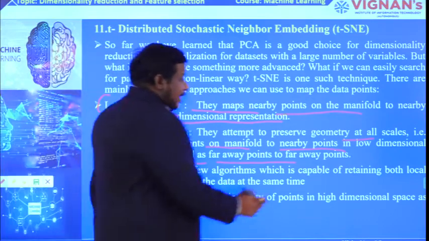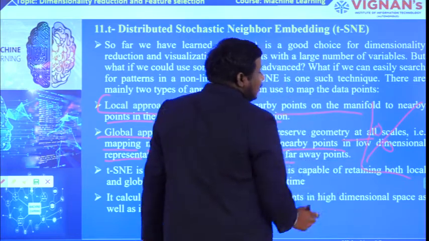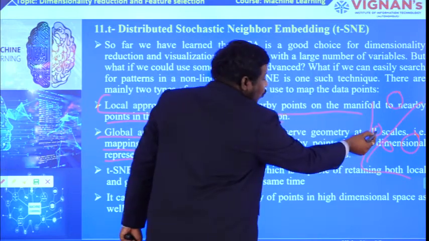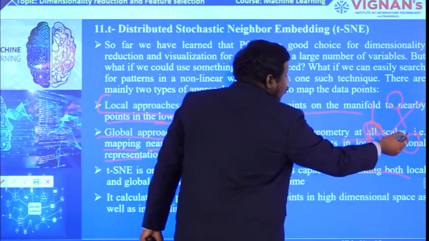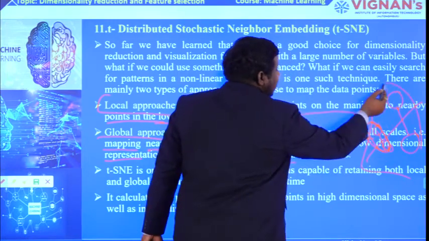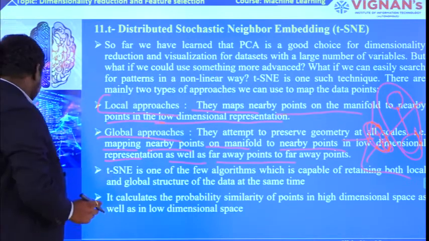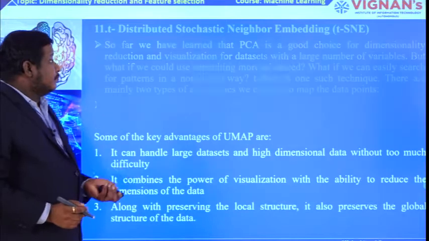That means if you take an x-axis and y-axis like this, near points like this also will be represented. Similarly, far away points like this also will be represented. So these 2 nearby points will be represented in a single space. Similarly, these 2 far away points also will be represented in a single dimension space. That is the major thing. We will represent this in the distributed stochastic neighbor embedding model.